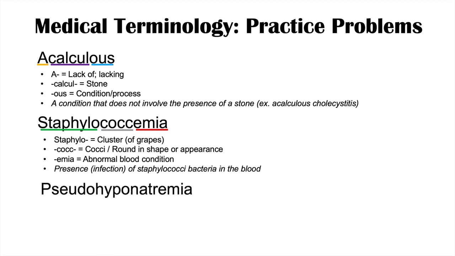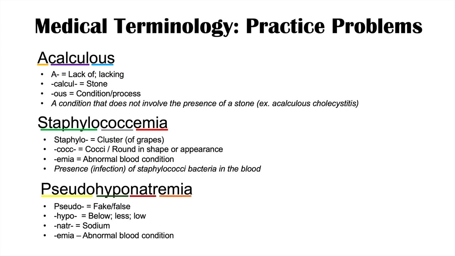The next word we're going to look at is pseudohyponatremia. So the prefix pseudo really means fake or false, or something appearing to be real or ostensibly real, but it's not. Hypo means below or less or low. And natr means sodium. And the suffix emia, again, means an abnormal condition of the blood or an abnormal blood condition.